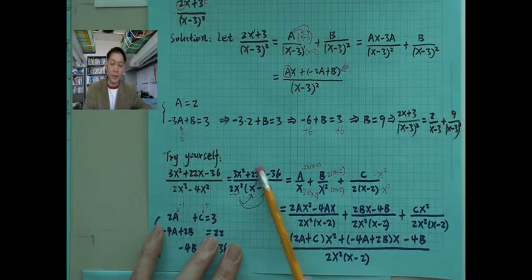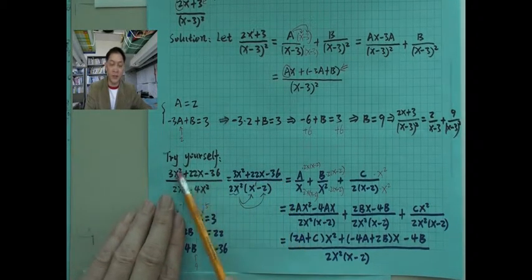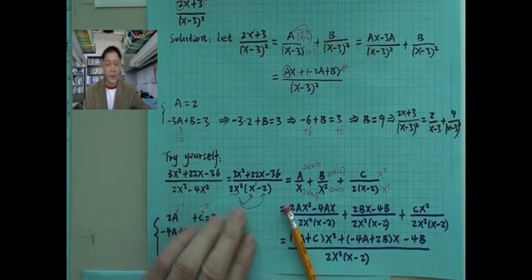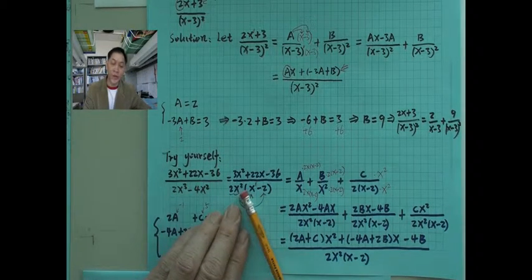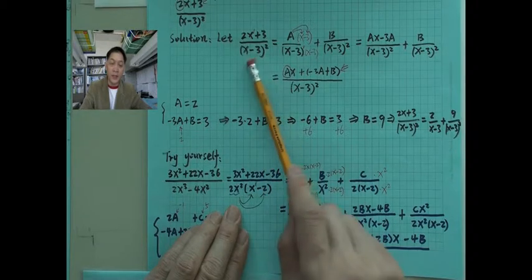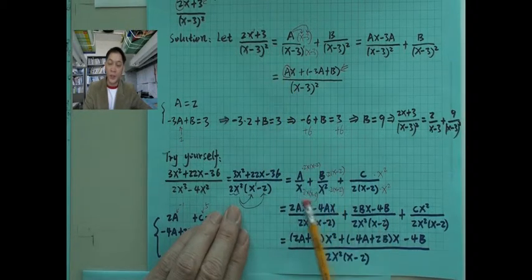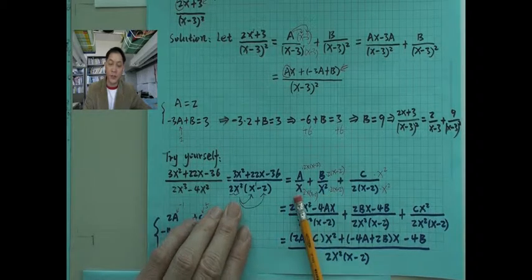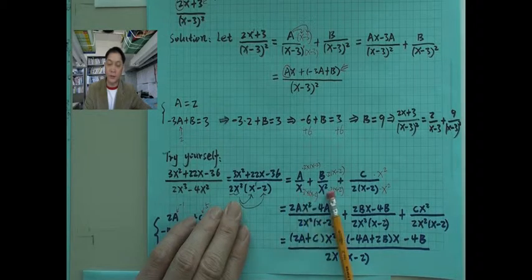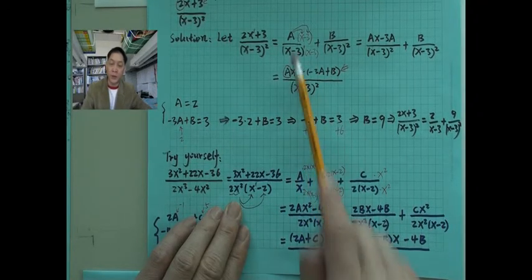Again, we didn't do anything with the numerator. So we have 3x squared plus 22x minus 36, the same as the first one. Now here we have x squared, like x minus 3 squared. We need to do this twice like this. Okay? X, if it has squared, then x squared, like the one we did before.